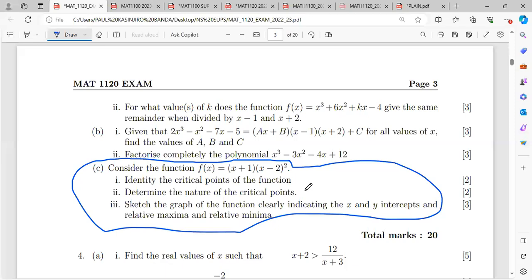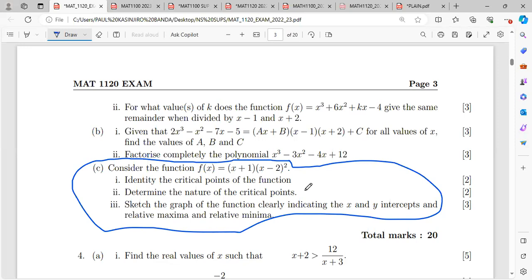So this is a cubic function, and they want us to graph it. So how do you graph such a function? There are steps that you have to take. Those steps are usually arranged in the way they ask this question. The first one is to identify the critical points of the function. Then you determine their nature. Then after that, you can now sketch the graph. But you don't just sketch the graph. First, you find the x-intercepts, and then again you find the y-intercepts. Then you show the relative maxima, and then again you show the relative minima. So that's how we are going to solve this question.